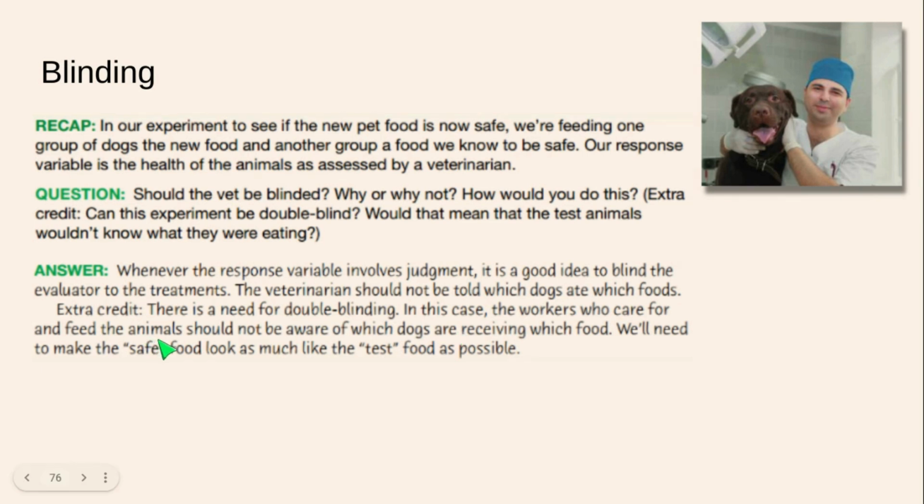So those who care for and feed the animals should not be made aware of which dogs are receiving which food. We'll need to make the safe food look as much like the test food as possible, and that's how we can make this experiment double blind.